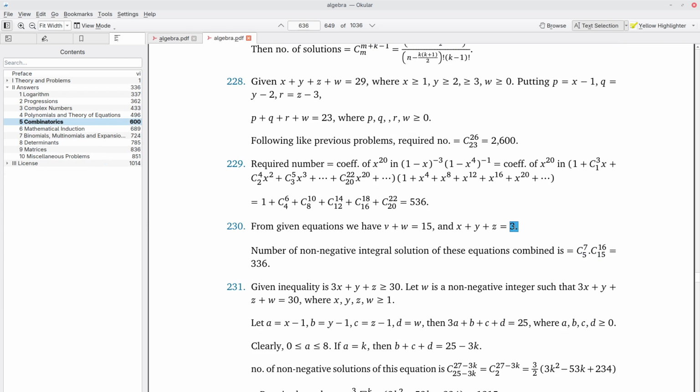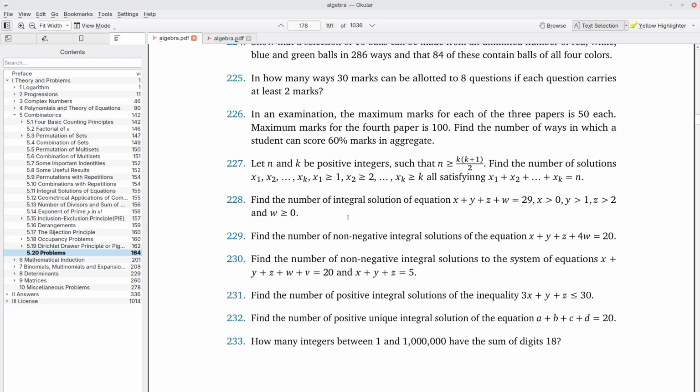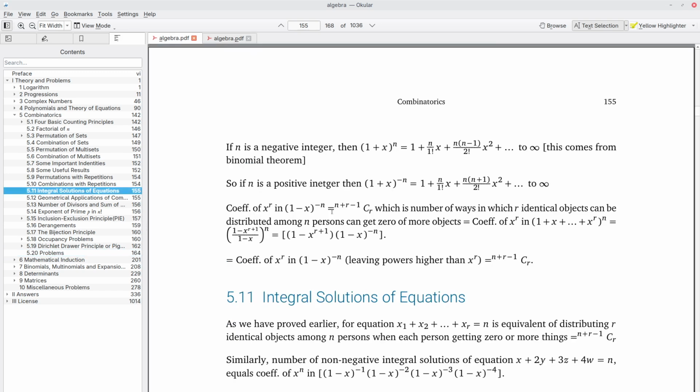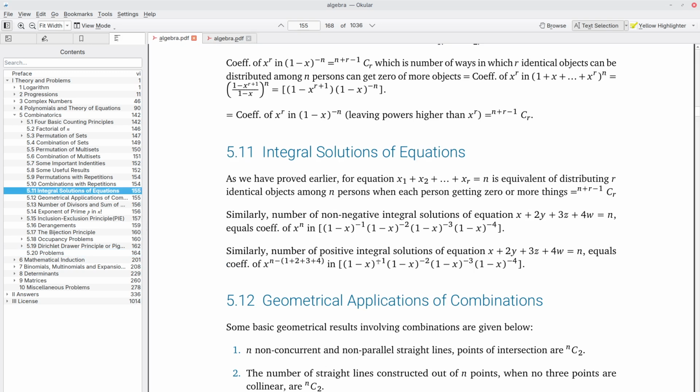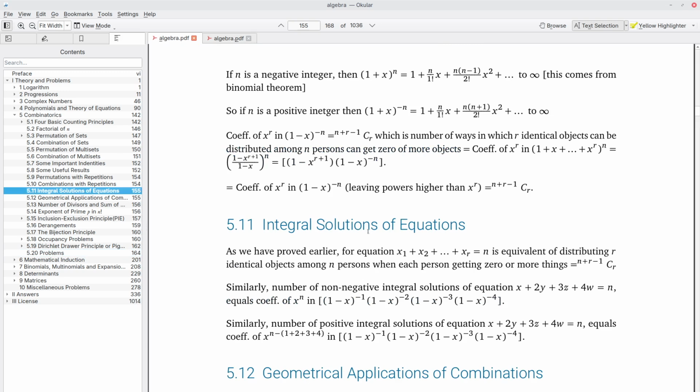This is 5 plus 3, that is the number of variables. 5 plus 3 is 8, minus 1, 7C5. And then this is 15 plus 2, 17 minus 1, 16C15, and that gives 336. So to understand most of the problems in this set, you need to read this section: integral solutions of equations, or how you distribute things.